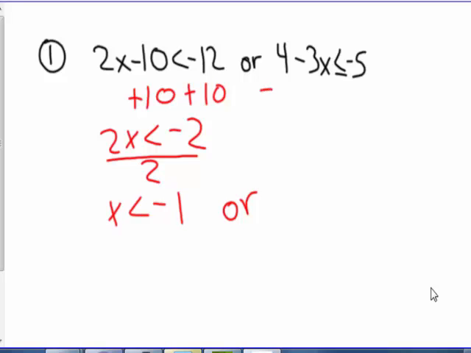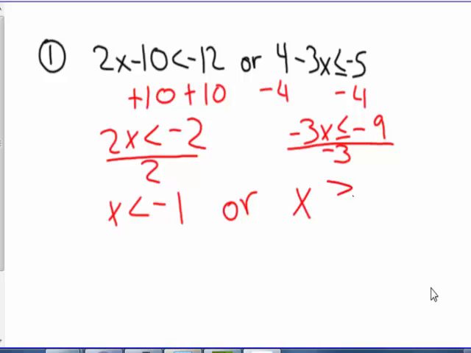Now, with the one on the right, we need to subtract 4 from both sides. So now we've got negative 3x is less than or equal to negative 9. Here we need to divide both sides by negative 3. Remember, whenever we multiply or divide by a negative number in an inequality, we have to flip the inequality. So now we have x is greater than or equal to positive 3.